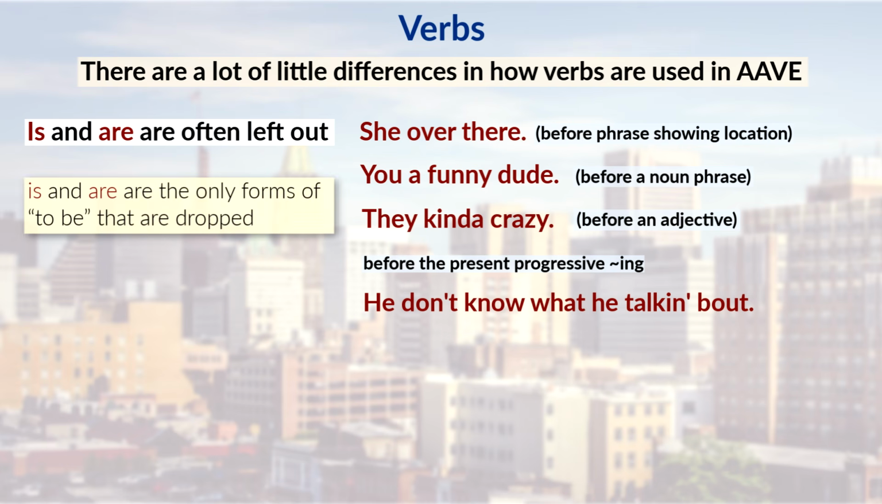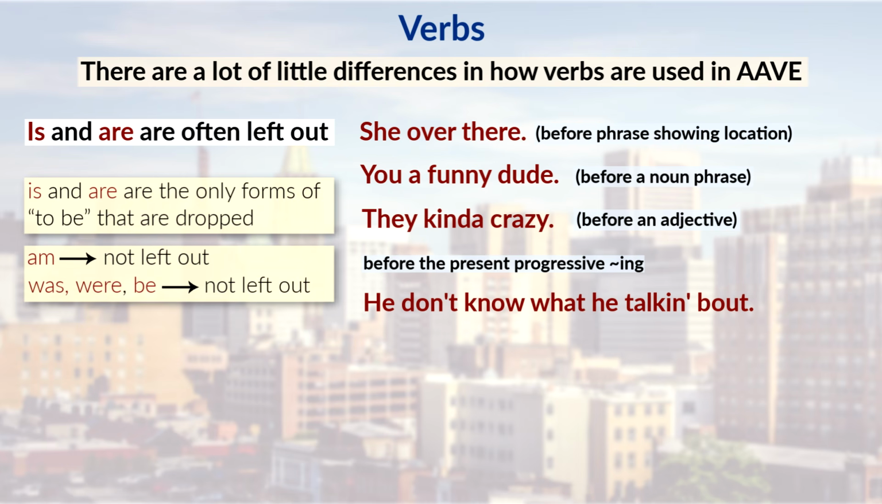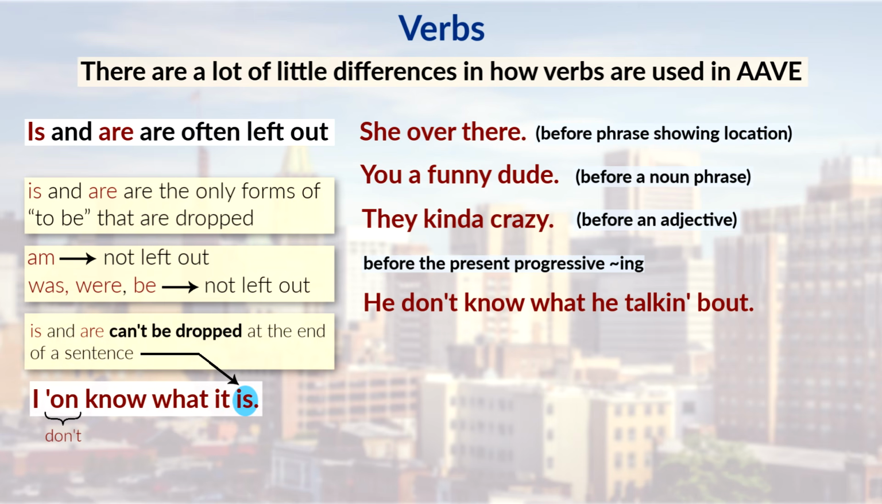Note that is and are the only forms of to be that are dropped. Am is not left out, and neither are the past tense forms was and were, more on those later, or be. Also, is and are can't be dropped at the end of a sentence. I don't know what it is.